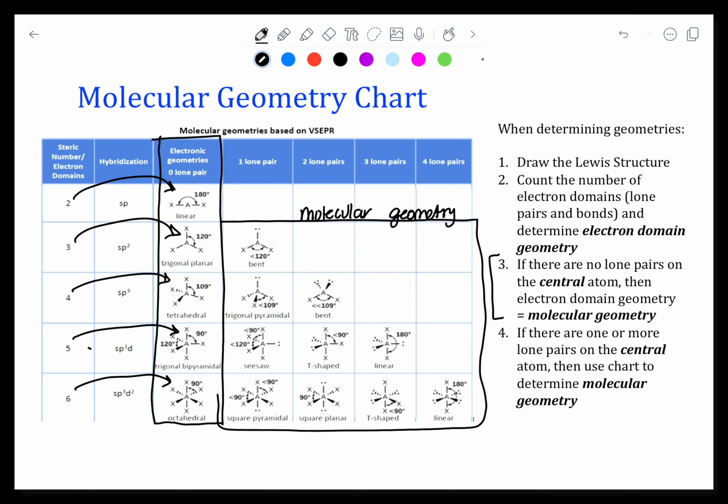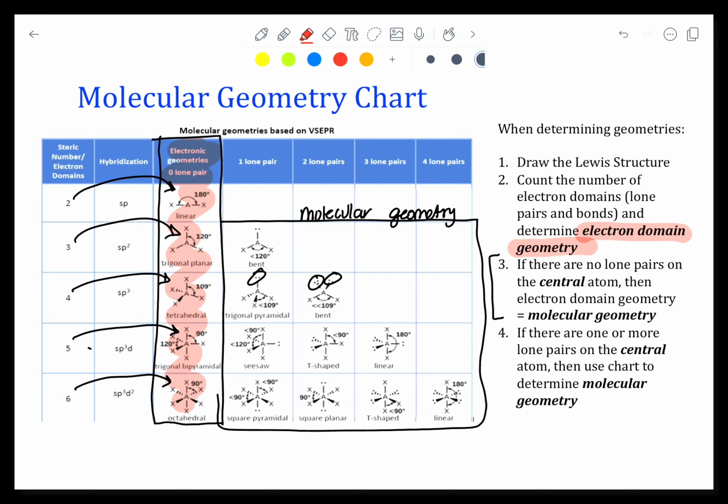So when we're determining our geometries, the first step is to draw our Lewis structures. We have to make sure we have an accurate Lewis structure because we have to account for lone pairs on our central atom properly. If we're missing those lone pairs or have too many, then we're not going to have the correct structure or the correct name. We then want to count the number of electron domains, both lone pairs and bonds, in order to determine the electron domain geometry. That's again just talking about this one.